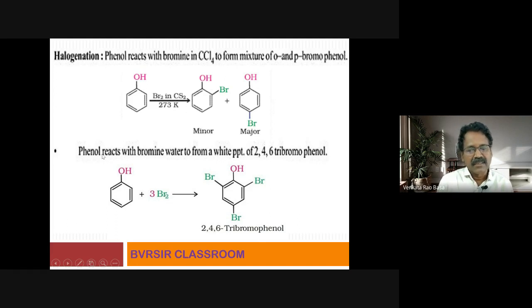In contrast to this, if phenol reacts with bromine water, excess of bromine will be there to form a white precipitate of 2,4,6-tribromophenol. This test is also made use of in the identification of phenol in the laboratory. Phenol plus 3Br2, second position Br, fourth position Br, sixth position Br, 2,4,6-tribromophenol. It is a white colored precipitate. In addition to that, you will get 3 HBr molecules also. So these are a couple of reactions where the benzene ring of the phenol is involved.